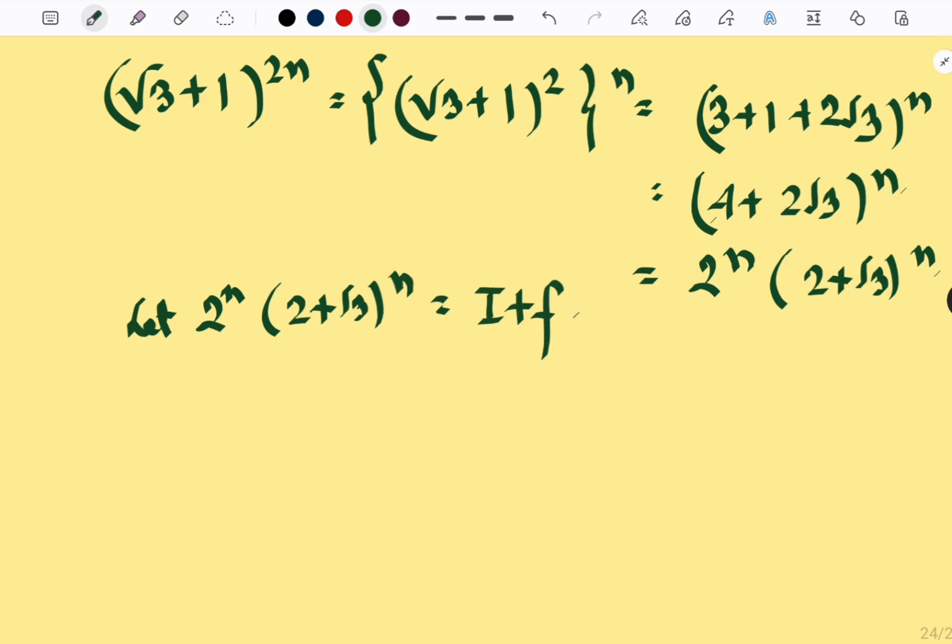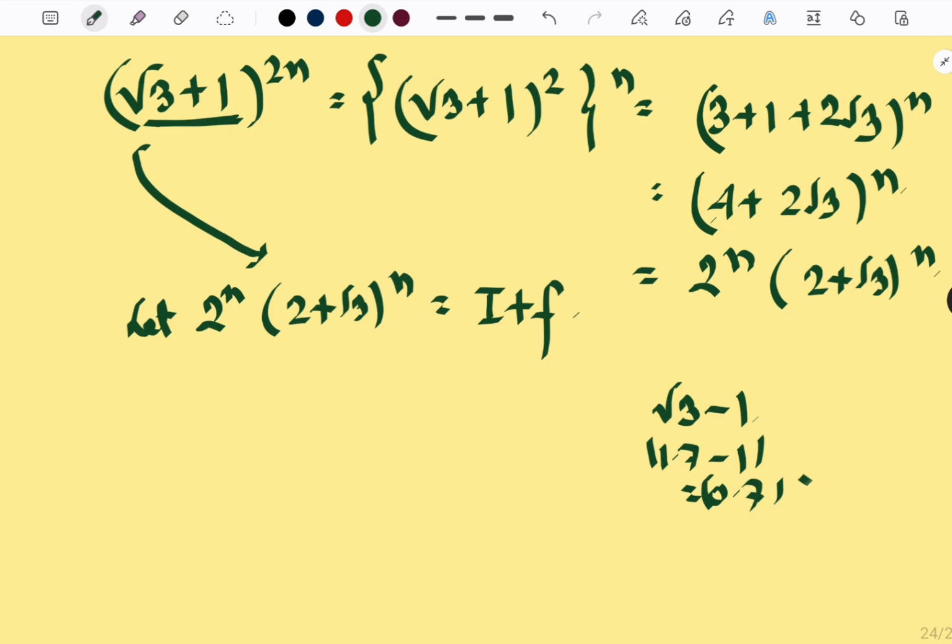So we know (√3 − 1). Now 2 + √3 is there, so obviously here it is √3 + 1. Now this is equal to I + f. Now √3 − 1, which is 1.7 − 1, that is equal to 0.7, will obviously be greater than 0. So what will we consider? (√3 − 1)^(2n) will be equal to, let's say, f'.